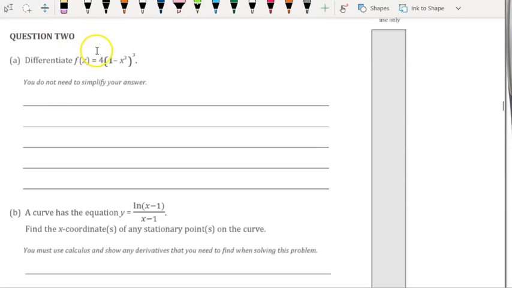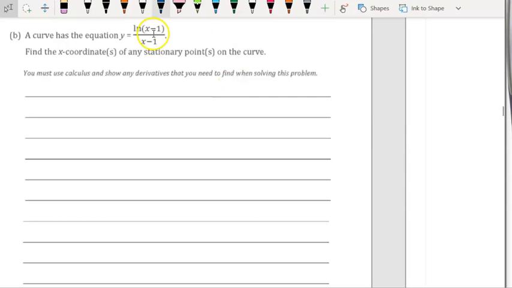Okay, 2a, we've got a fairly straightforward chain rule. So we will bring the 3 down, times it by 4, and then times by the derivative of the inside. So that's that happening. 3 comes down, times by 4 makes 12. Power gets reduced by 2, times by the derivative of the inside.